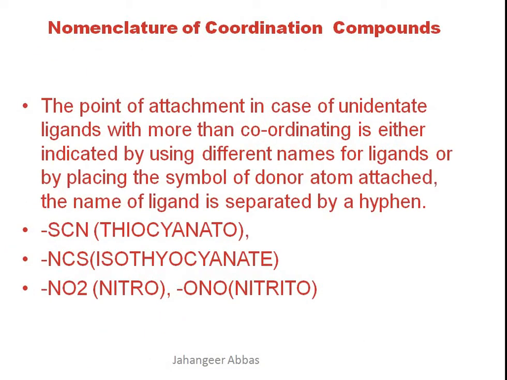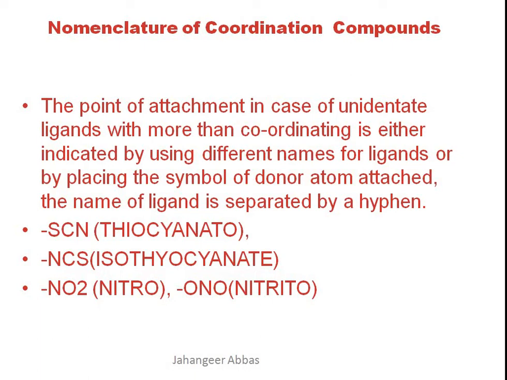There are some monodentate ligands that can coordinate with the central metal atom by two different atoms, because these ligands have two donor atoms, but these are monodentate, unidentate. This time only one of the atoms can donate an electron pair for the formation of a coordinate bond.